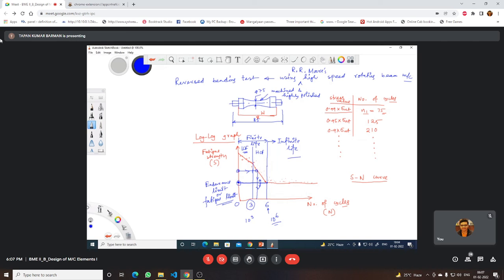Statistically, we are saying this statistically. If the component survives up to 10 to the 6 cycles, then we say the material has got infinite life. So from here we have to understand the definition of endurance limit. Is there any problem to understand the definition now? What is endurance limit or fatigue limit? And based on this only we can design the component under fatigue loading.